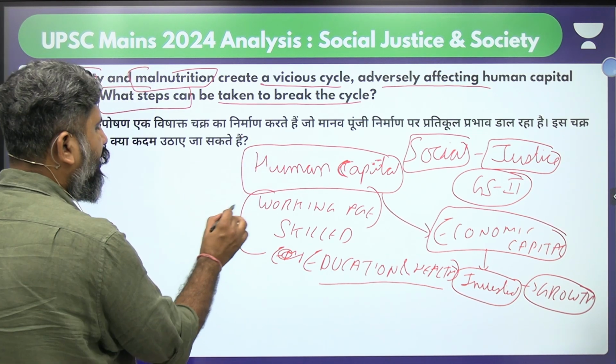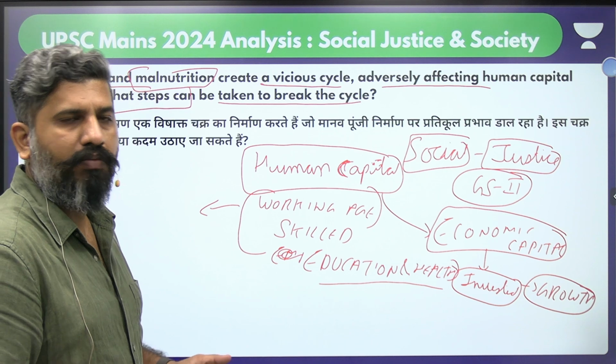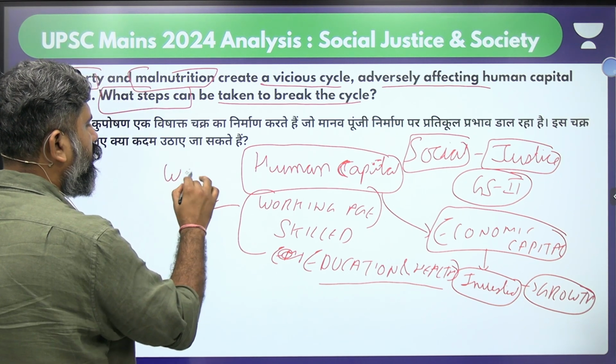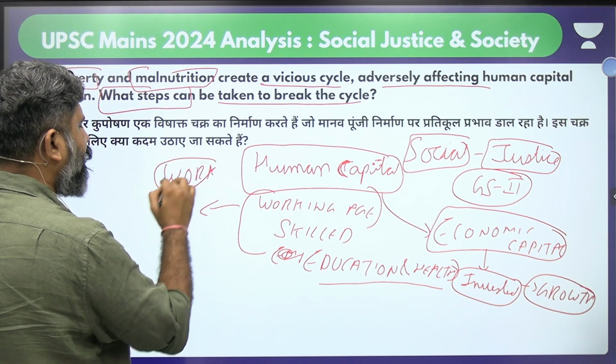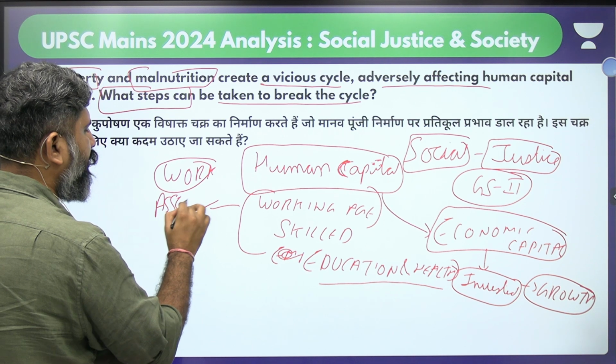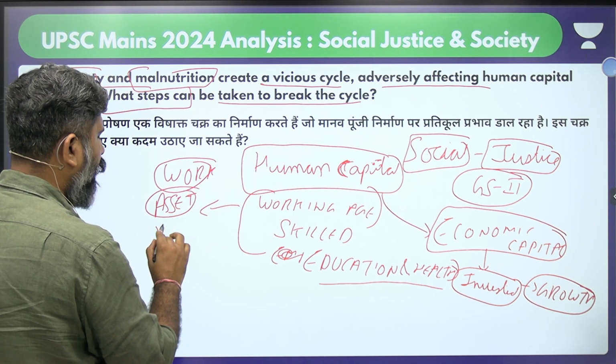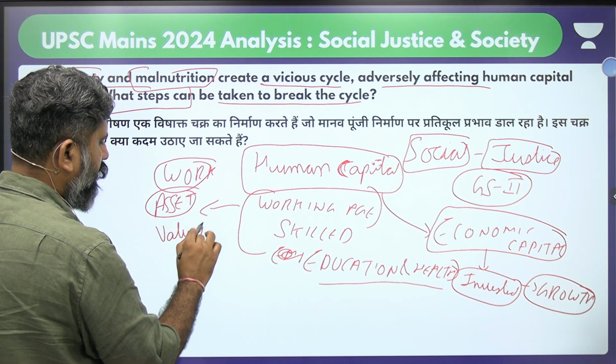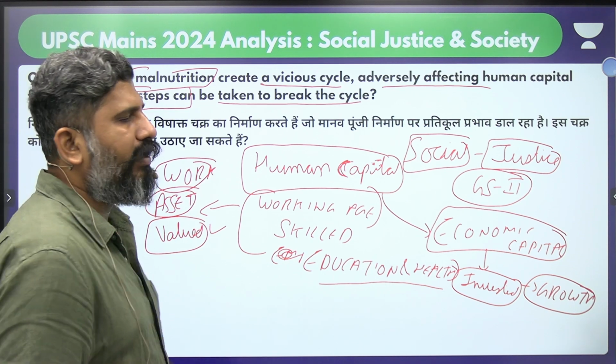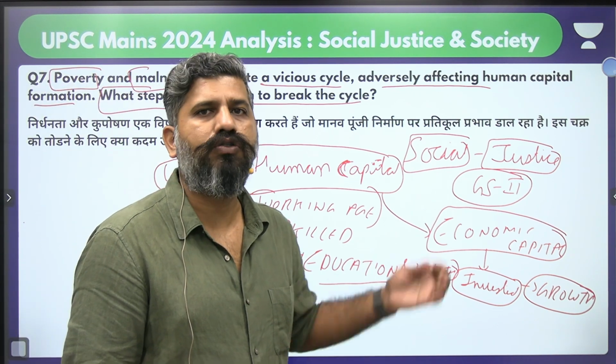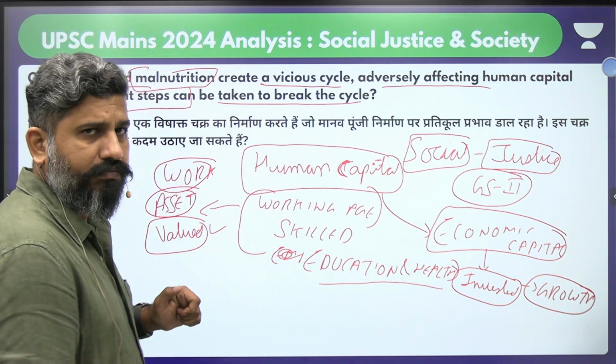Only then can the working age population do what? The amount of employment and the work that they are going to do will again be an asset. It is also going to be something that is valued by the society, right?